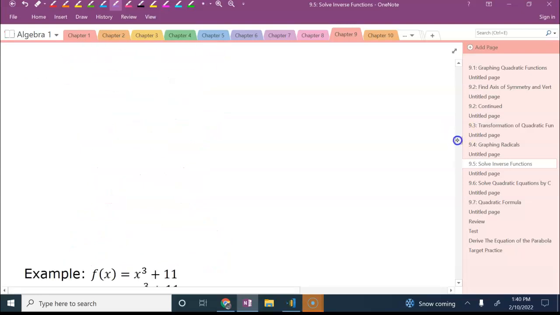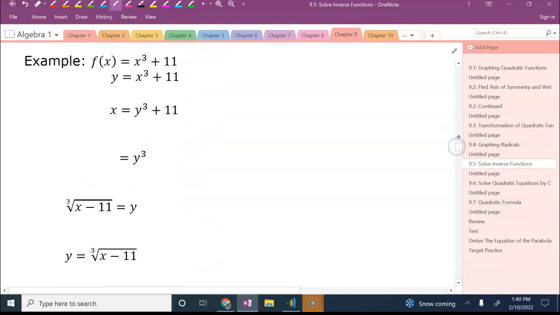Now you can do the same thing if you had something raised to the third power. So that's the only difference here, that you have this x to the third instead of an x squared. The steps are pretty much the same as what we did on the previous page. I switch that f of x with a y. I change my x and my y around. And then we start our process for solving for y. So I'm going to start by subtracting 11. So it says x minus 11 is equal to that y to the third.